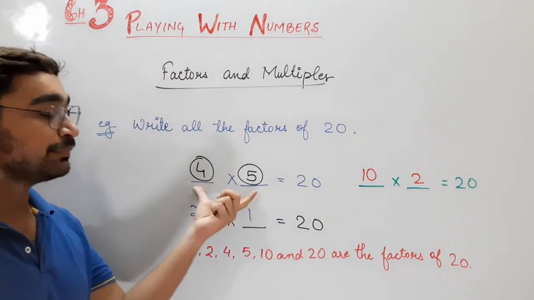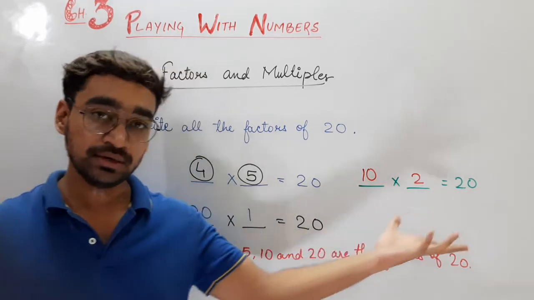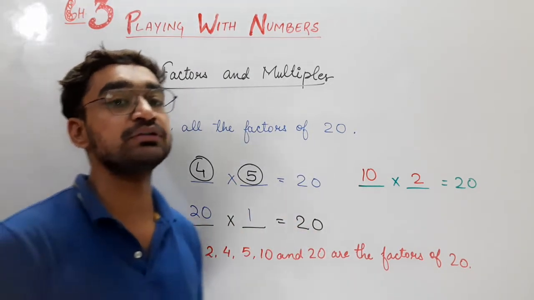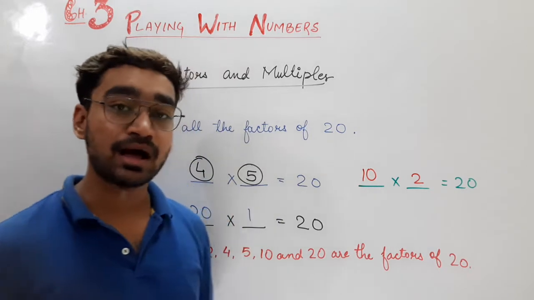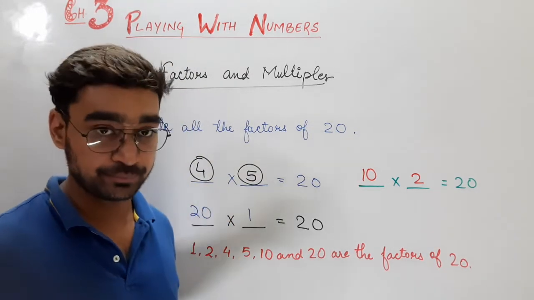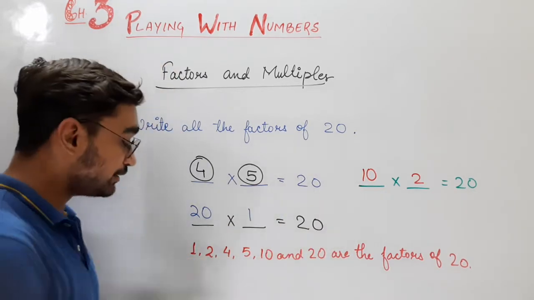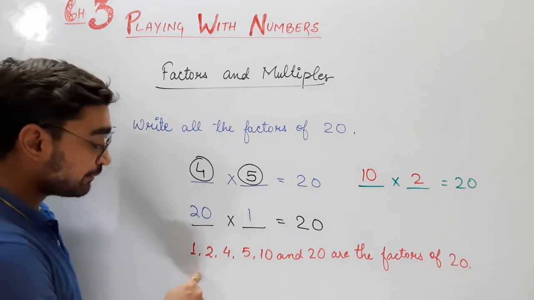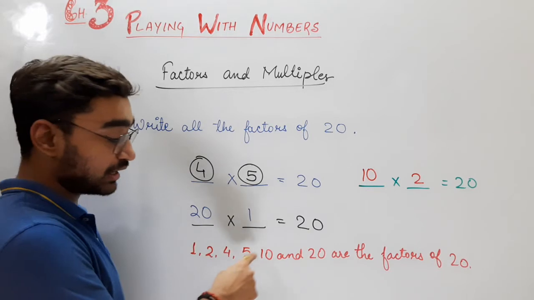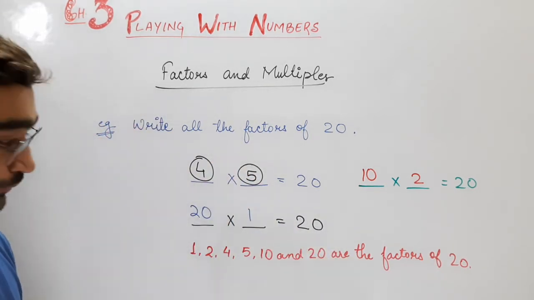That's all. Factors means by what numbers you multiply so that you will get the number. Or I can say, in easy language, in the table of which numbers this 20 is coming. See, in the table of 1, 20 is coming. In the table of 2, 20 is coming. In the table of 4, 20 is coming. In the table of 5, 20 is coming. In the table of 10, 20 is coming. And in the table of 20 itself, 20 is coming.